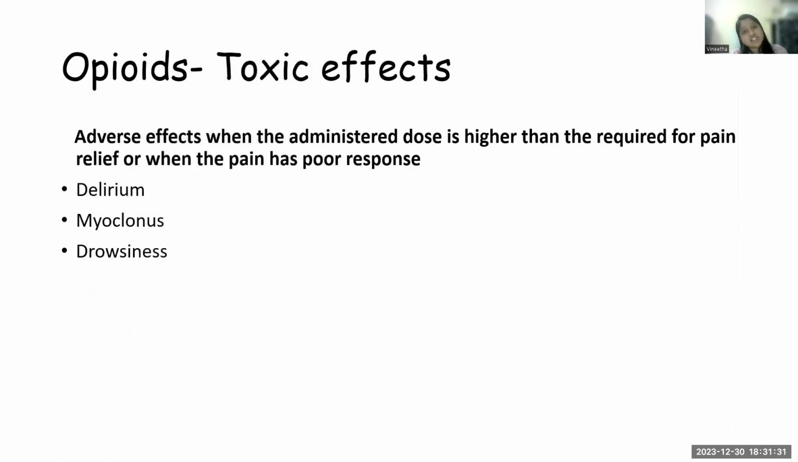Whereas, what are toxic effects? Toxic effects and side effects are different. Toxic effects are the adverse effects when the administered dose is higher than that required for pain relief, or when the pain has poor response. If the pain is not responding to the opioid, the patient will not have pain relief, but the patient will have drowsiness, delirium, myoclonus, respiratory depression, everything will come. So you have to observe whether the pain is responding to the opioid or not before you titrate up the opioids.